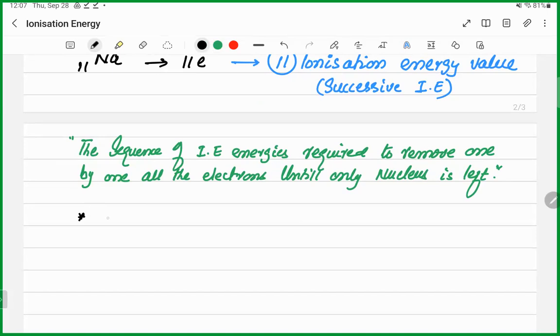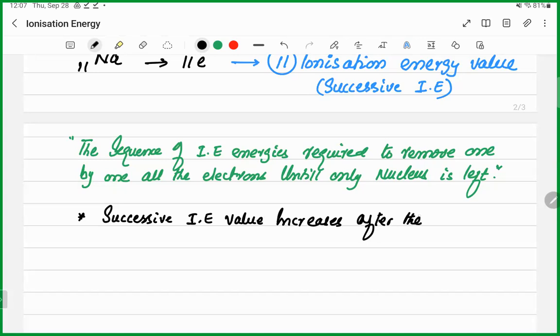But the last thing: successive ionization energy value increases after the removal of every electron. And the reason is the same: there are more protons and fewer electrons. Okay, the removal of every electron. So this is basically the idea and the concept of ionization energy.